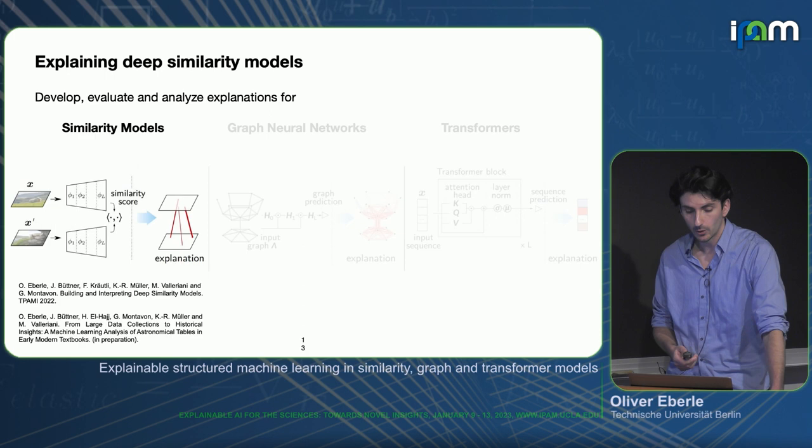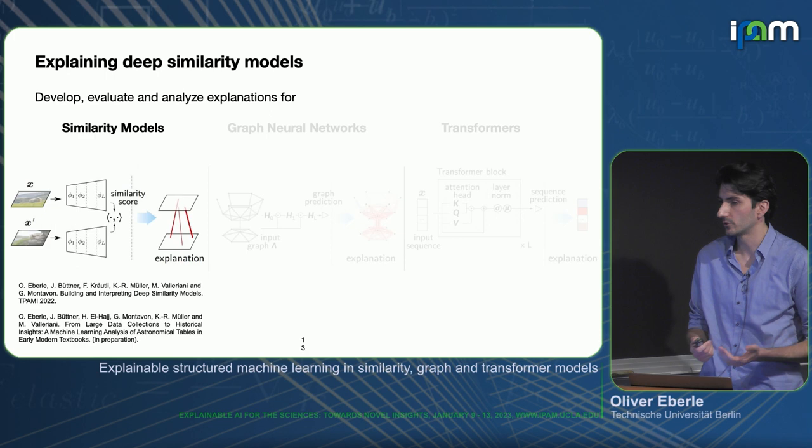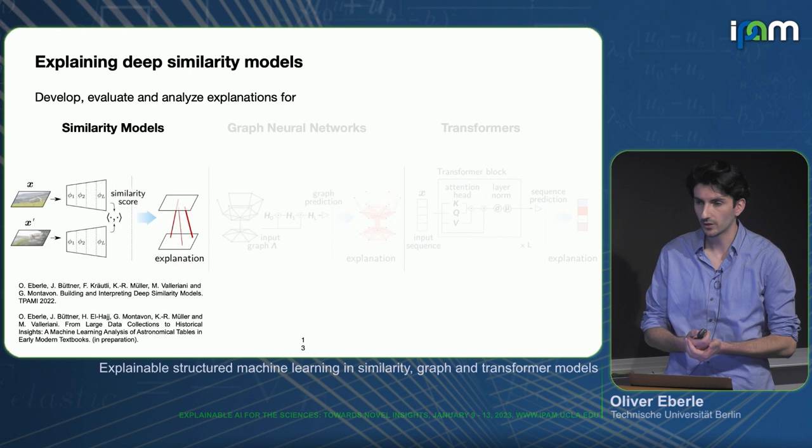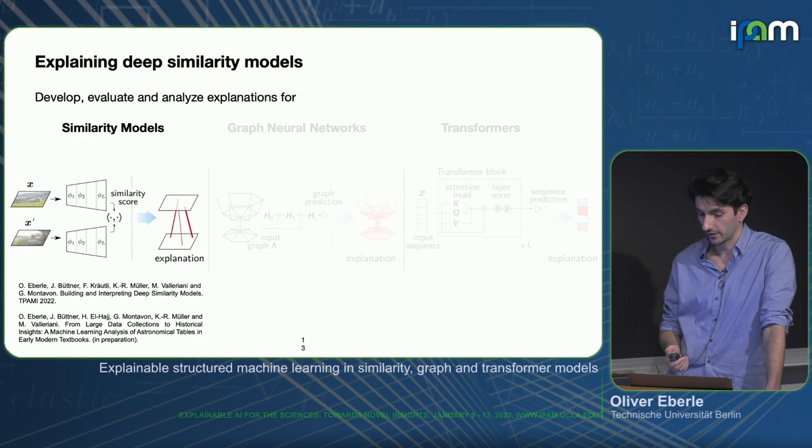The basic idea of a similarity model is, of course, that you have some model, potentially complex and deep, that you use to extract some representations, and then you compute a cosine similarity score, for example, or just a dot product similarity. And our goal here was to understand why and how the similarity score has arisen.